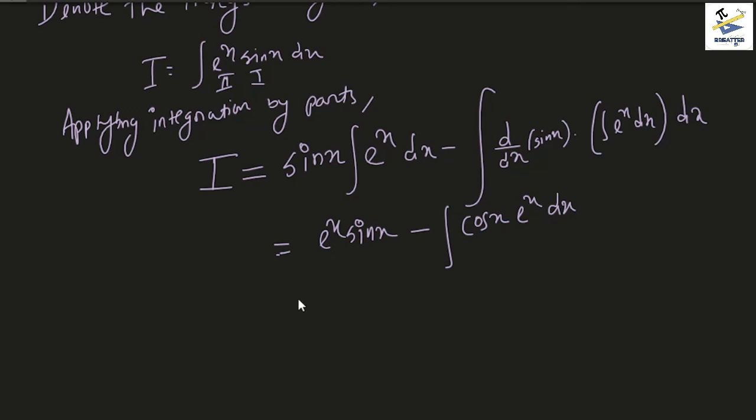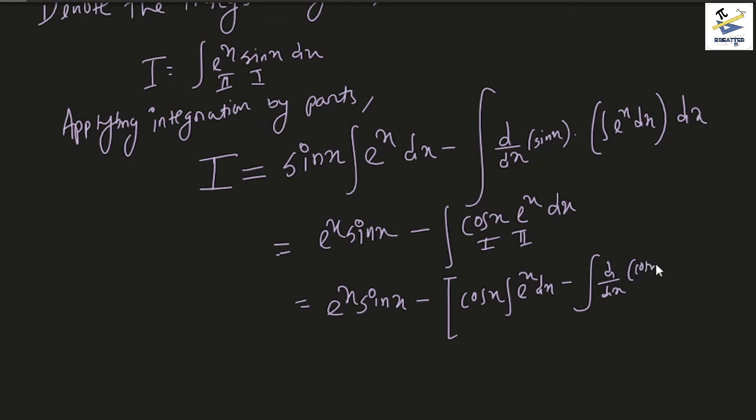Now this is another integral. So again we apply the same integration by parts technique with cos x as the first function and e to the power x as the second function. Notice how we have to do integration by parts twice here, and you will see why. It becomes cos x into the integration of e to the power x dx, minus the integration of d/dx of cos x, and as you know the integration of e to the power x dx is just e to the power x. I'll just write e to the power x dx here.